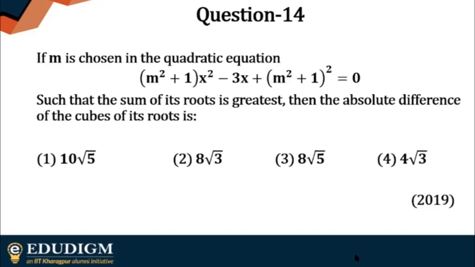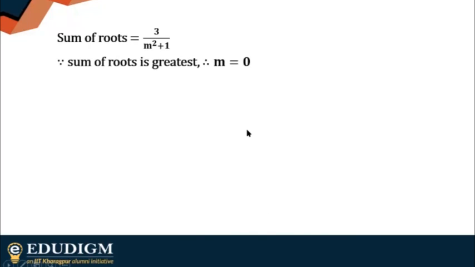So I think I'm just going to reveal the solution, because it's not very difficult. Just start with the condition that you have been provided with. M is chosen in such a way that the sum is greatest. Okay. So as you can see, the portion involving M is the denominator. It will be greatest when the denominator is least, which will happen for M equals 0. I hope this is clear with all of you.